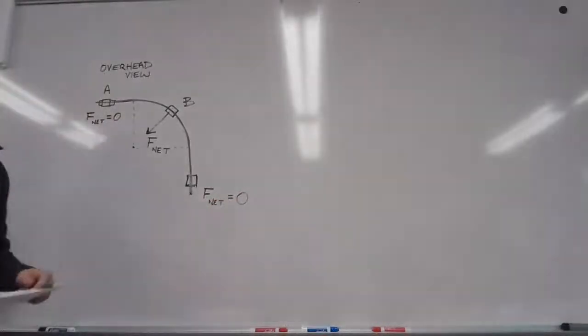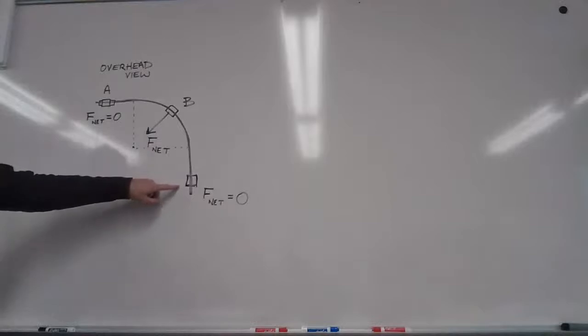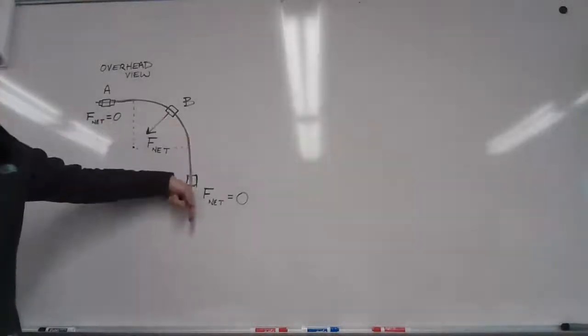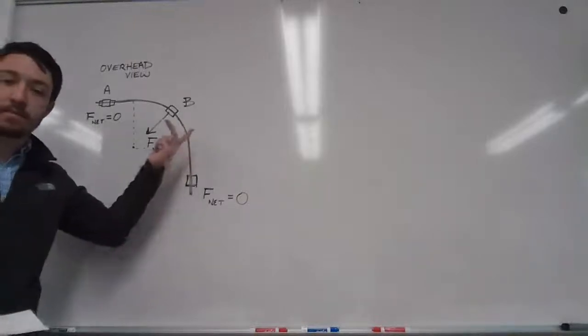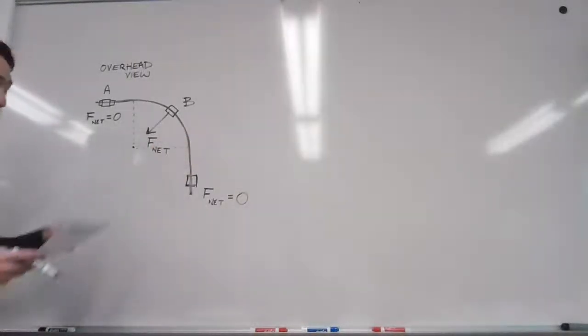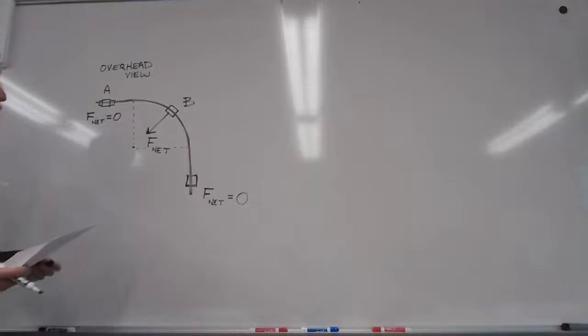Zero. Now, of course, on the straight part, if he wants to speed up or slow down, the net force would point this way if he's speeding up. It would point this way if he's slowing down. But it says he's maintaining his speed the entire time.